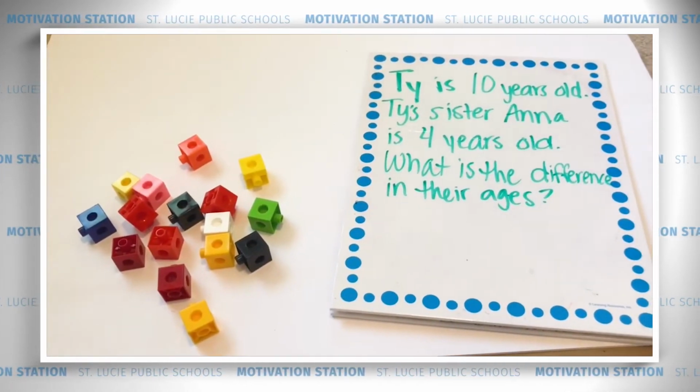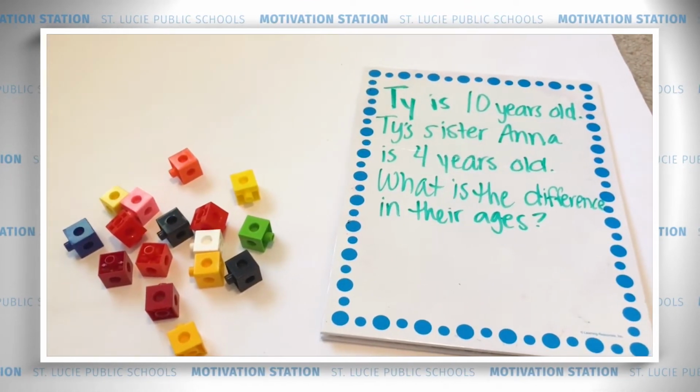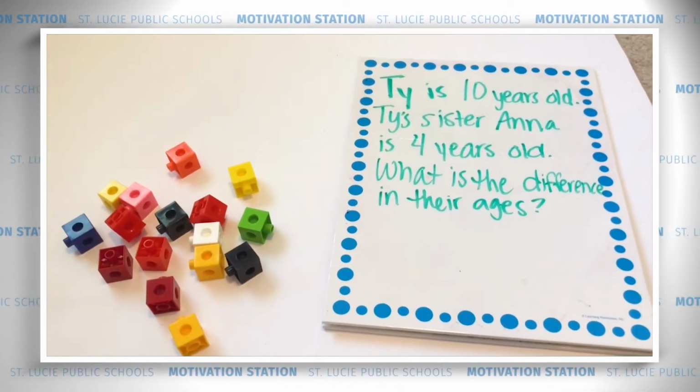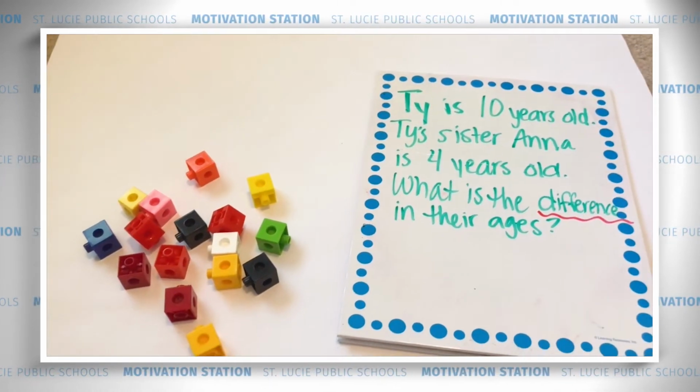This is another comparing problem. Ty is 10 years old. Ty's sister Anna is 4 years old. What is the difference? There's that special magic word, difference, in their ages.